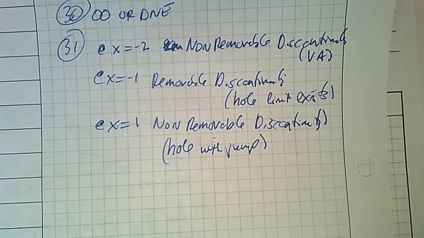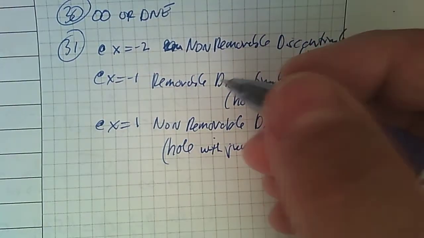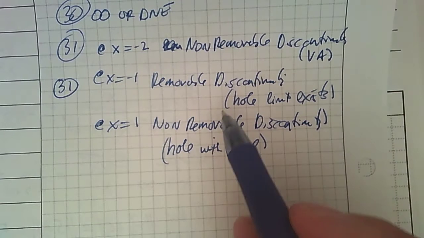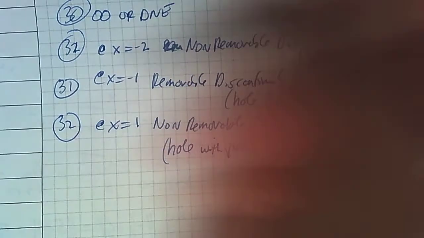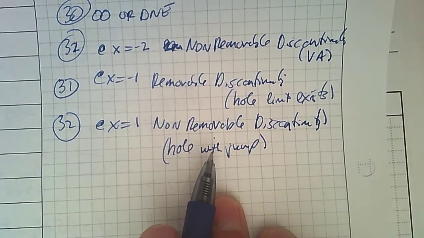Oh, 31 said list removable. I wasn't being a good reader. So 31, the only removable one was at x equals -1. And then 32, we'll call this 32 and this 32. Those are the two non-removable ones, at -2 and at +1, and we explained why that was the case.